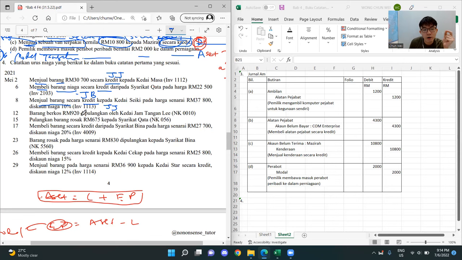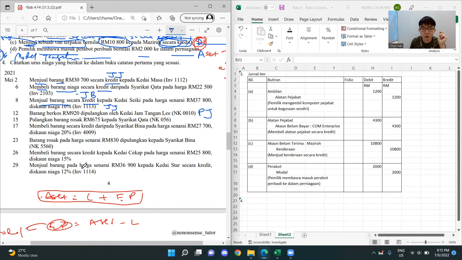Barang berkos 920 dipulangkan oleh kedai jam tangan Lee. Meaning, the kedai jam tangan Lee is our customer. Right, that's why dia dipulangkan oleh. Bukan kita yang memulangkan. So, when it is dipulangkan oleh siapa-siapa, then this is definitely a pulangan apa? PJ, yes. Very good. Pulangan jualan. PJ.